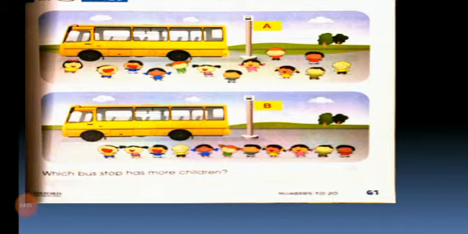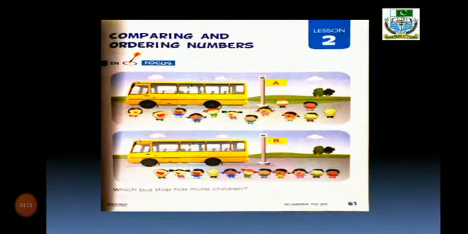1, 2, 3, 4, 5, 6, 7, 8, 9, 10, 11. 11 children are in set B. So how many children are there in set A? There are 13. And in set B there are 11 only. In which bus stop are there more children? 13 is more or 11 is more? Which is the bigger number? Yes, 13 is more. Yes, set A has more children.